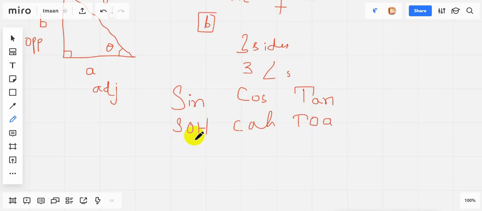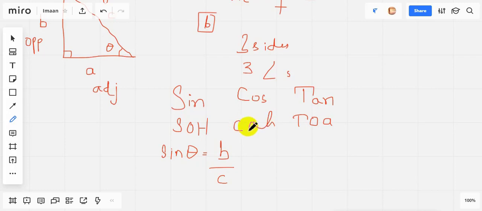SOHCAHTOA. So SOH, which means sine theta. S for sine theta, theta is angle, we talked about this yesterday, equals, O is opposite, so opposite we named it as B, over hypotenuse, which we named as C. So B over C. This is the ratio for sine theta.